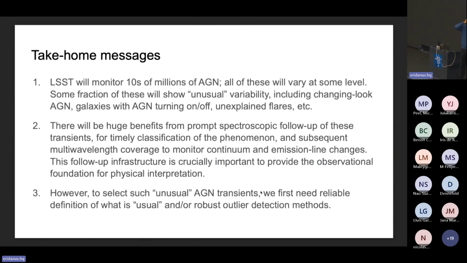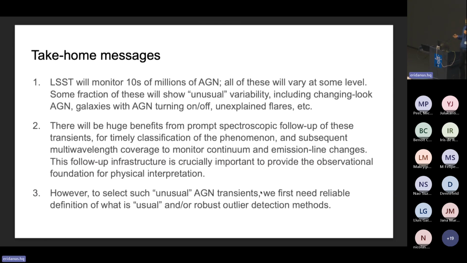So to wrap up, what do I want you to take away from this talk? AGN are interesting. Yes, they're a pain when you're trying to find 1A supernovae, but actually they're still interesting. LSST is going to monitor tens of millions of AGN every night, and all of them will vary at some level. But actually that's a discovery space, that's not a problem, right? That's a really rich field. And it only needs to be some small fraction of these showing unusual variability that we need to be worrying about. And that is going to include some really, really interesting astrophysics.